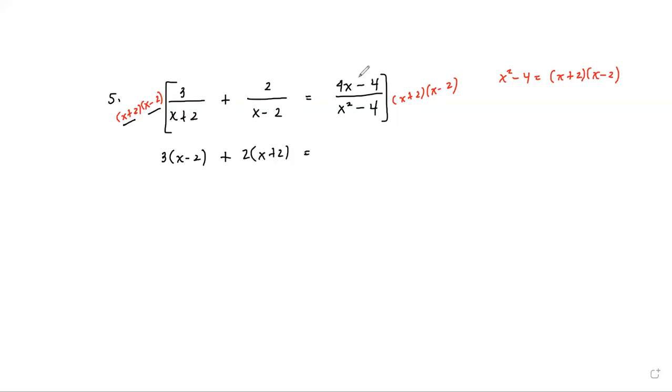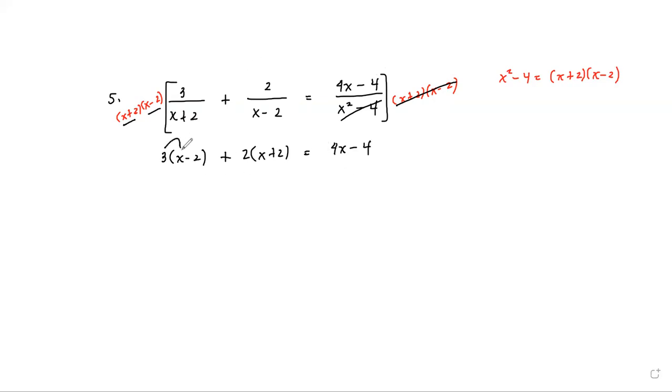While the right-hand side, when multiplied by the LCD, everything in the denominator and the LCD will cancel out, because x squared minus 4 is the same as x plus 2 times x minus 2. So this will cancel out, this will cancel out. So that gives us 4x minus 4 in the right-hand side. So now we got rid of the denominators.